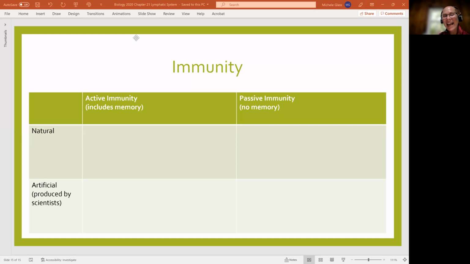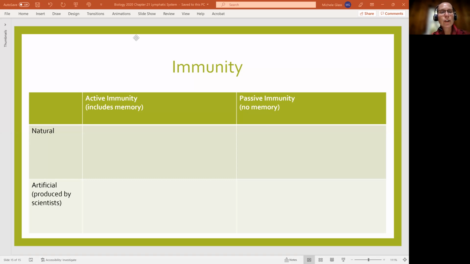Welcome to our last video on the lymphatic system, and we're talking about different types of immunity. And of course, I have information to organize, so I create a table, right? So y'all know me, this is my favorite thing to do. I have a table that has 3 columns and 3 rows. And what we're looking at here are different types of immunity.